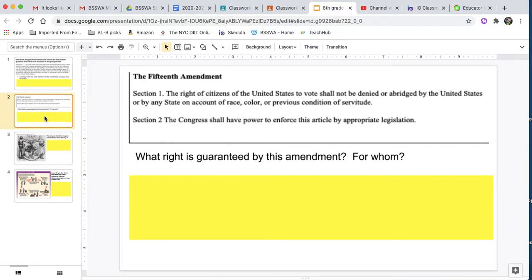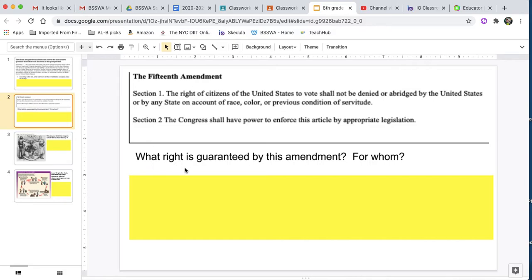Going to slide 2. The 15th Amendment, Section 1. The right of citizens of the United States to vote shall not be denied or abridged by the United States or by any state on account of race, color, or previous condition of servitude. Section 2. The Congress shall have power to enforce this article by appropriate legislation.